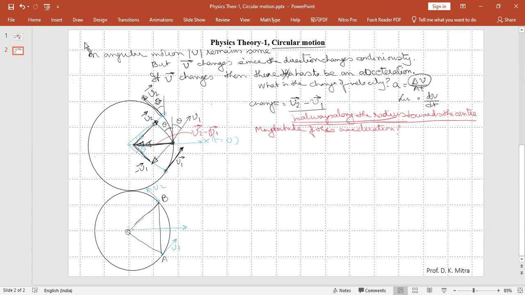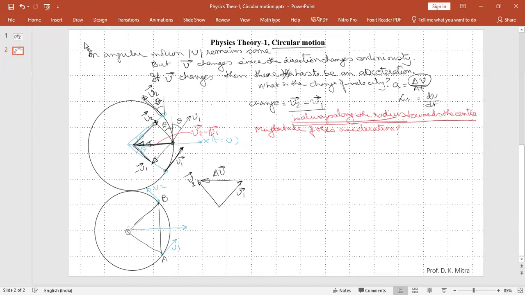Now, these two vectors: our final velocity vector was this. This is final velocity v2 and initial velocity vector v1 was this. And if you do v2 minus v1, then actually this is the vector which is del v.